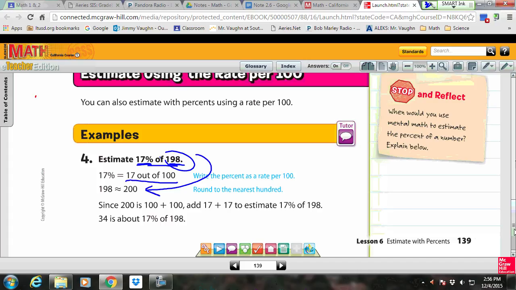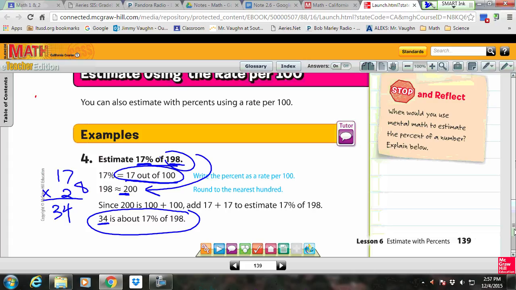So if we have two groups of 17 out of 100 to get to 200, that would be 17 times 2. How many hundreds do I have? I have two hundreds, so 17 times 2, or they actually added it, but I would prefer to multiply it because it could be more than that, is 34. So 17% of 198 is about 34. And if you had 800, you would multiply the 17 times 8 right here, 900, and so on. Okay, so hopefully that made some sense to you.